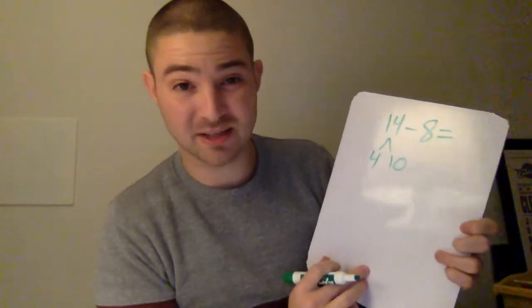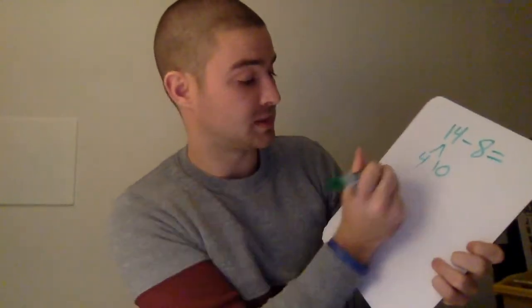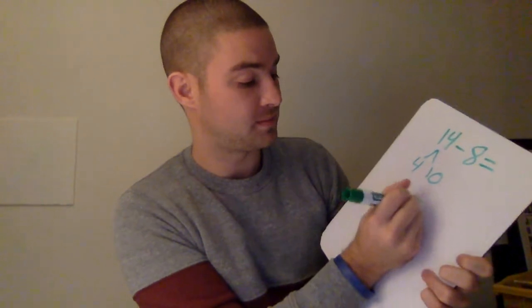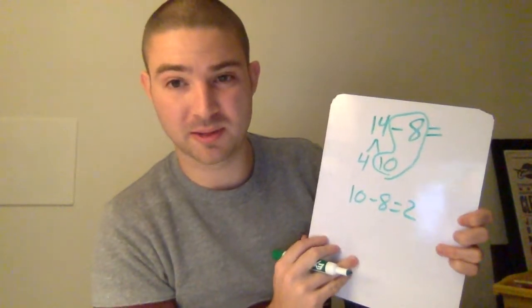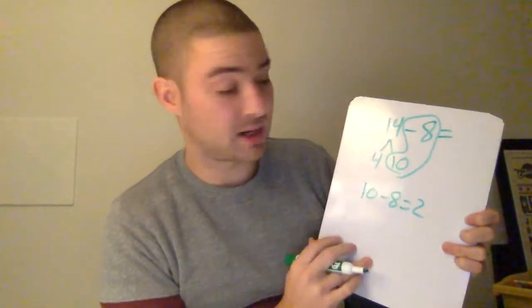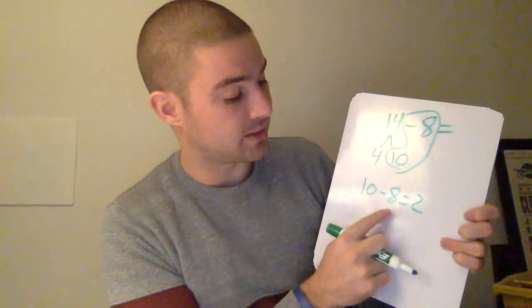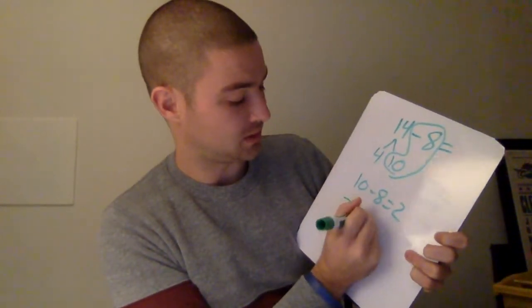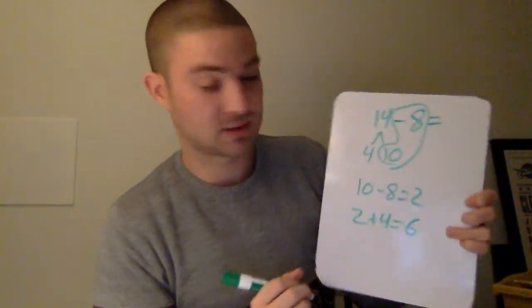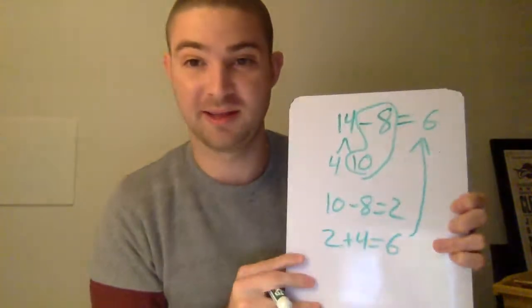I know that 10 take away 8 is 2, because I know the difference between 10 and 8. You don't have to circle it if you don't want to. I kind of like to circle it with the minus sign in there, so I remember that I'm subtracting. 10 take away 8 equals 2. I still have the 4 left, so 2 plus 4 equals 6. And then I know that 14 take away 8 equals 6, okay? Go ahead and erase it.